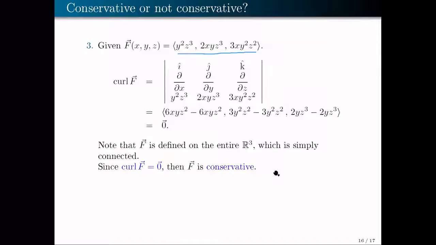Now that we've shown that this vector field is conservative, as an exercise you can verify that the potential functions for this vector field are the following: phi of xyz equals xy squared z cubed plus some constant k. So this ends the discussion on conservative vector fields. Thank you.